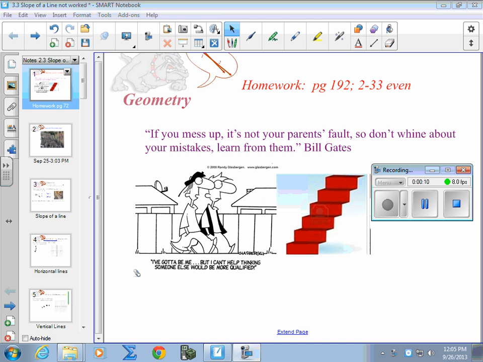All right. Homework tonight is on page 192, 2 through 33 even. It is on your syllabus. Today we're going to be talking about lines.